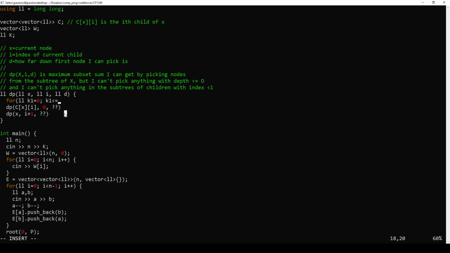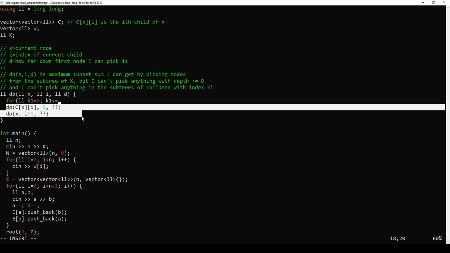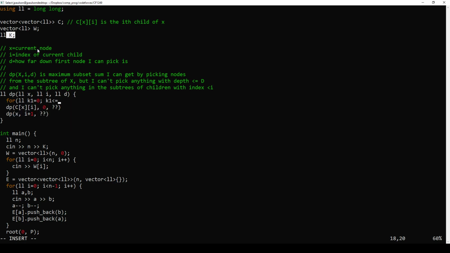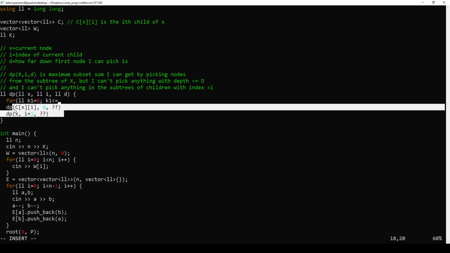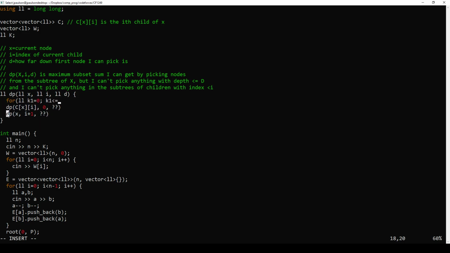So how are these going to combine? Well, we want to pick the best subset in this child and then the best subset in everything else, and then stick them together to get the best subset for this call. But the concern is that even if the two subsets independently obey this condition about k, that no two nodes can be within distance k, some node from this guy might be close to some node from this guy. So that's what we need to worry about when we're combining them.